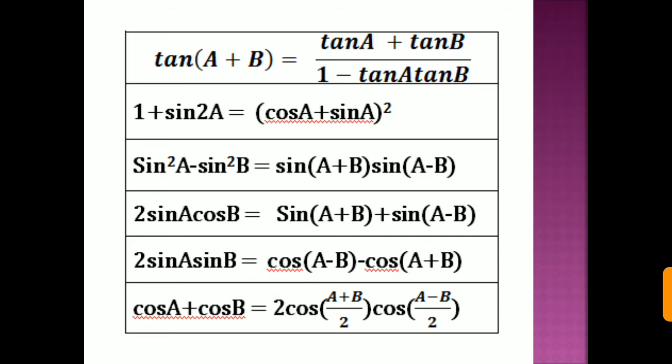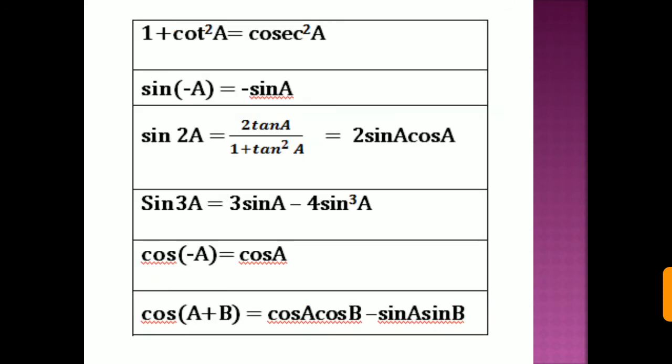2 sin a sin b is equal to cos (a minus b) minus cos (a plus b), and cos a plus cos b is equal to 2 cos ((a plus b) upon 2) into cos ((a minus b) upon 2). Next, 1 plus cot square a is equal to cosec square a. Sin (minus a) is equal to minus sin a.